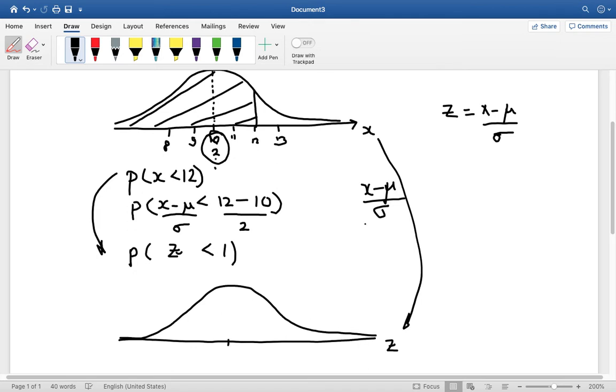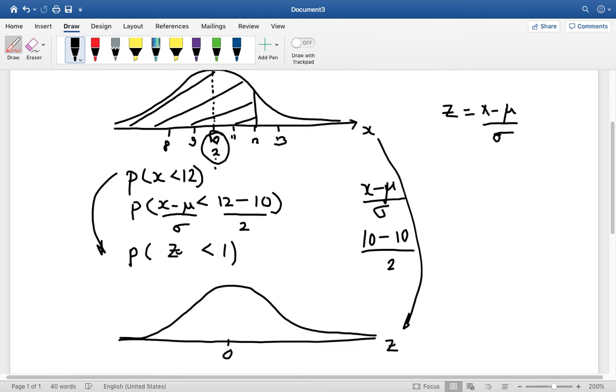Well, x is 10 minus the mean, and we said the mean happens to be 10, over the standard deviation, which is 2. So actually that becomes 0. So that's right. The mean of this one is 10. The mean of this one is 0. That's what the transformation process does.